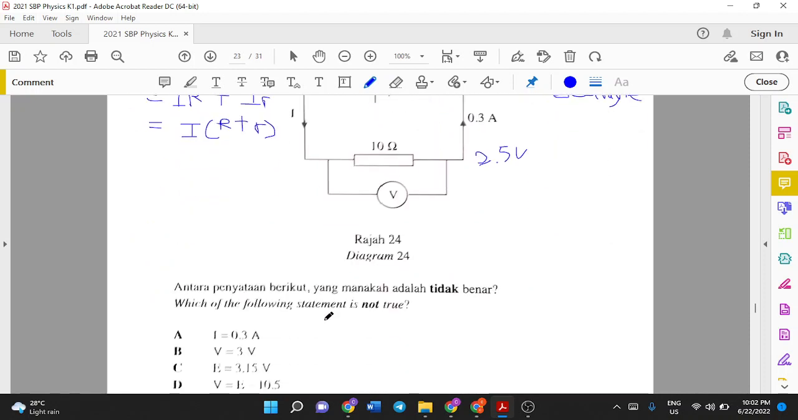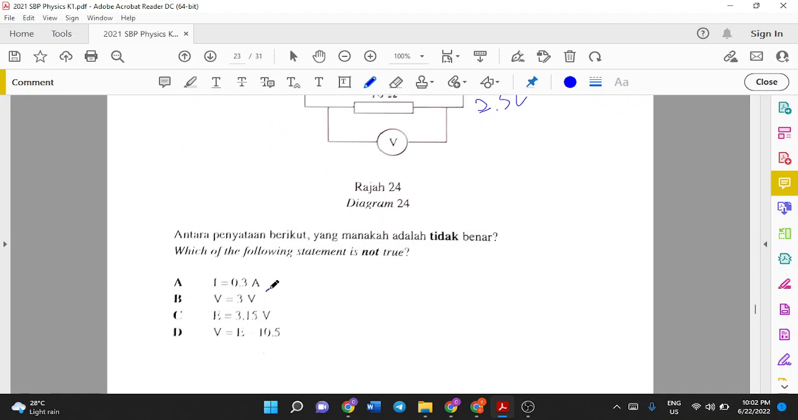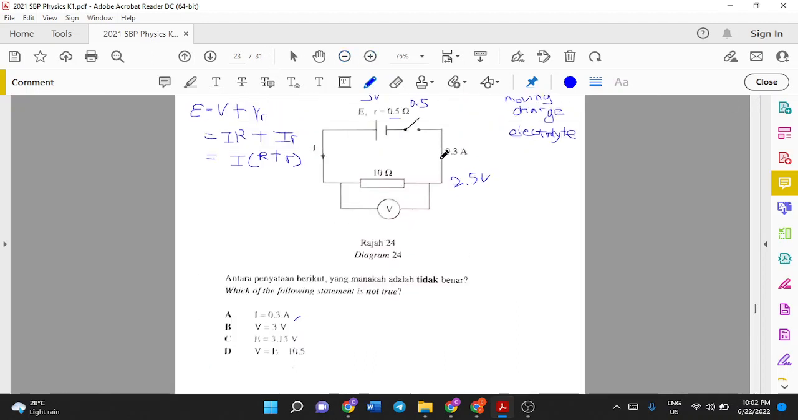Alright, which of the following statements is not true? I equals 0.3 ampere. This is true because this is a series circuit. In the whole series circuit, the current traveling in it will be the same. So V equals 3 volts. The V here is the voltage across the resistor. So V equals IR. You take the 0.3 multiplied by the resistance 10 ohm, and you will get 3 volts.